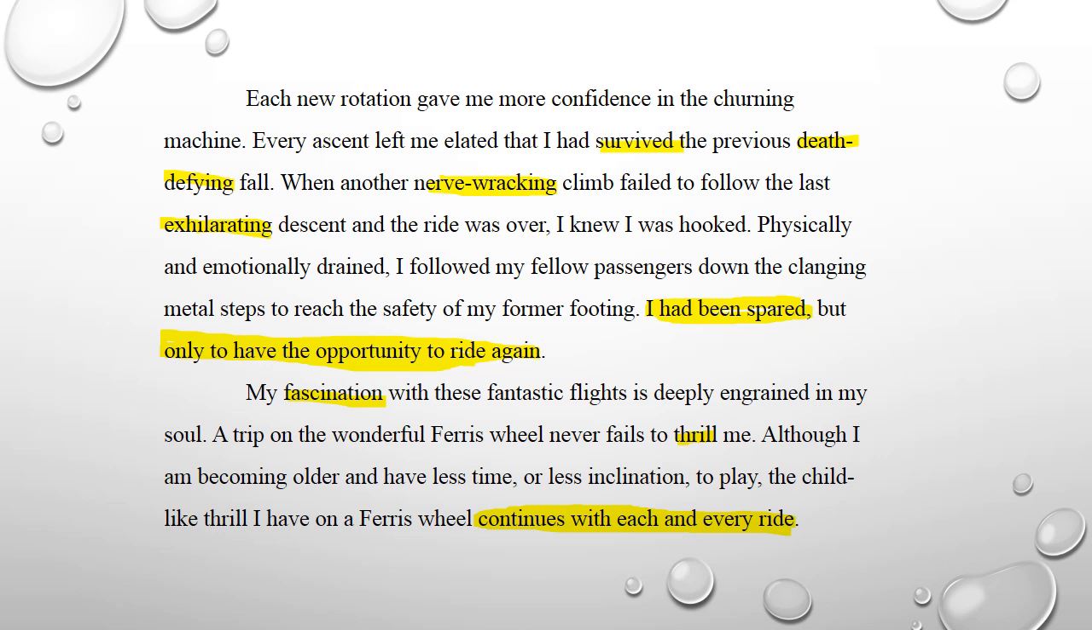Again, he makes a Ferris wheel sound really scary. But that was his experience, and that's what he wanted you to feel. And he does a very good job at it. So I hope this gives you a better idea of what I'm looking for in your descriptive essay. Take some time on it. Make sure you don't wait until the last minute to start it, because you don't want to just throw something together, right?